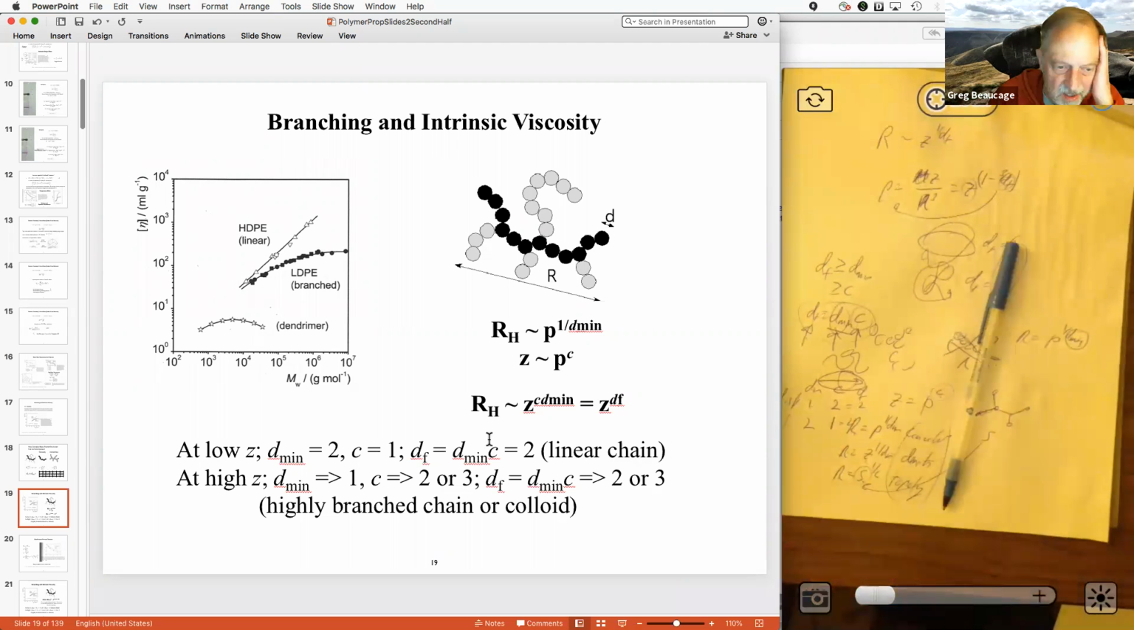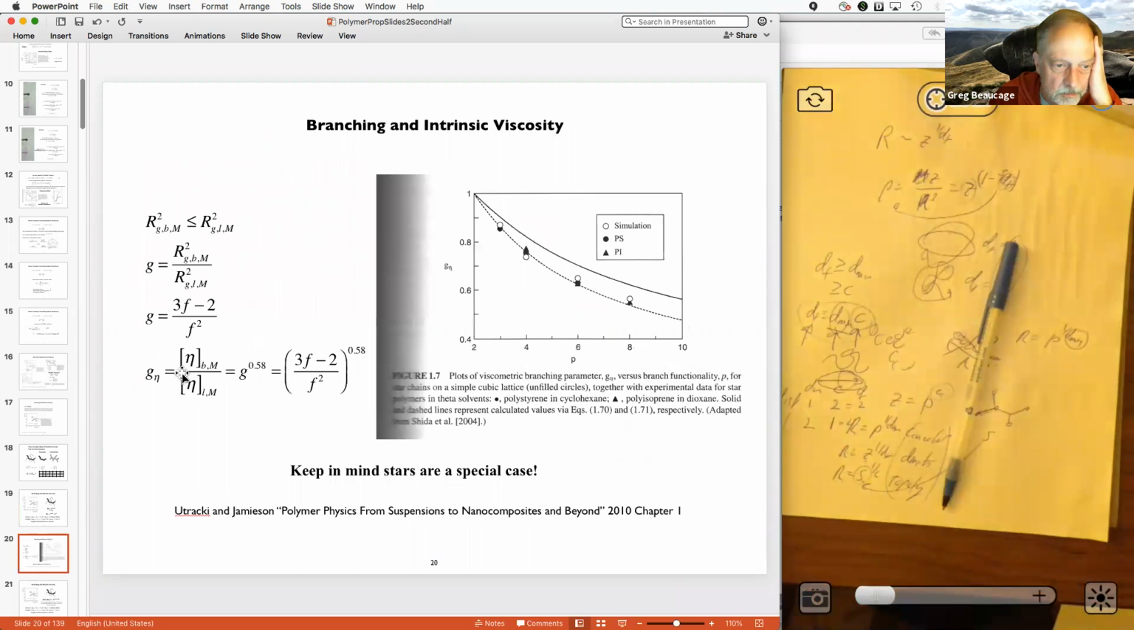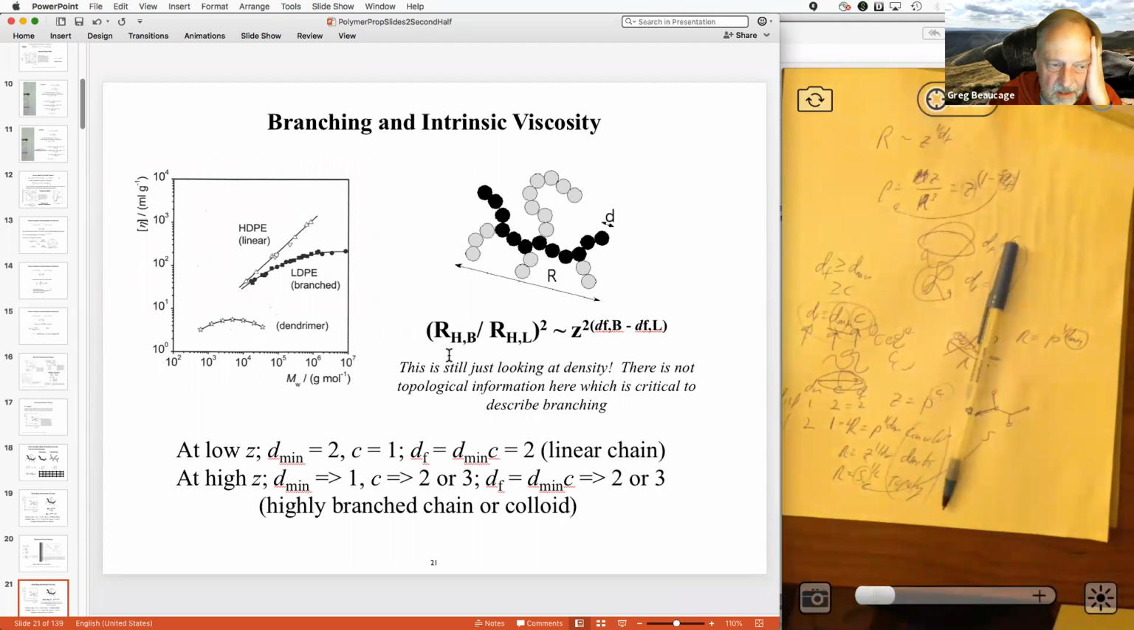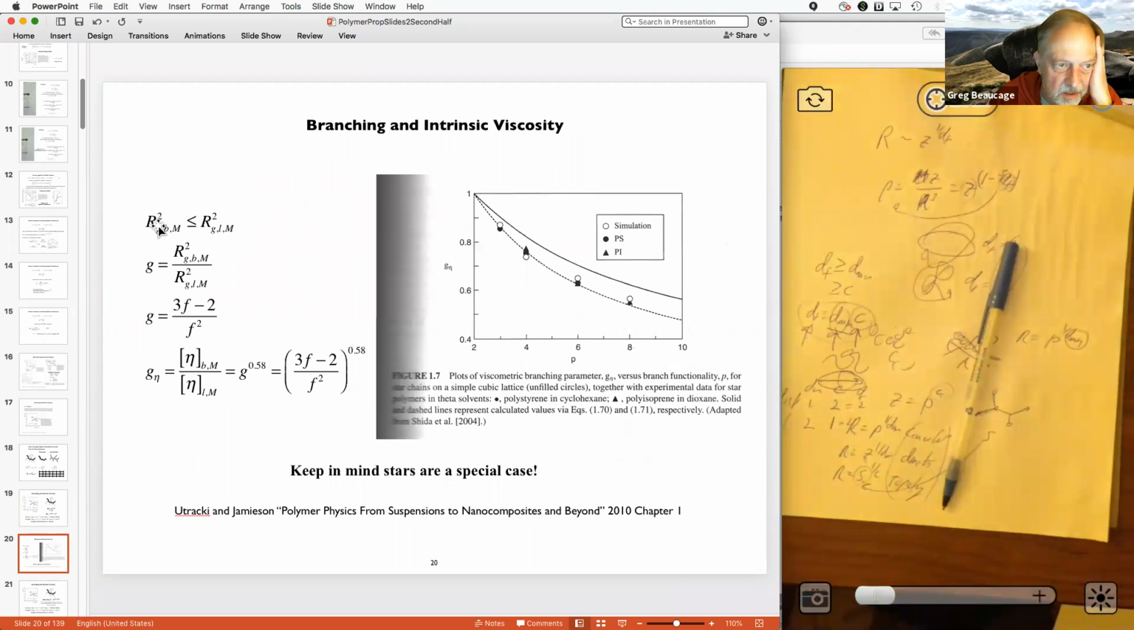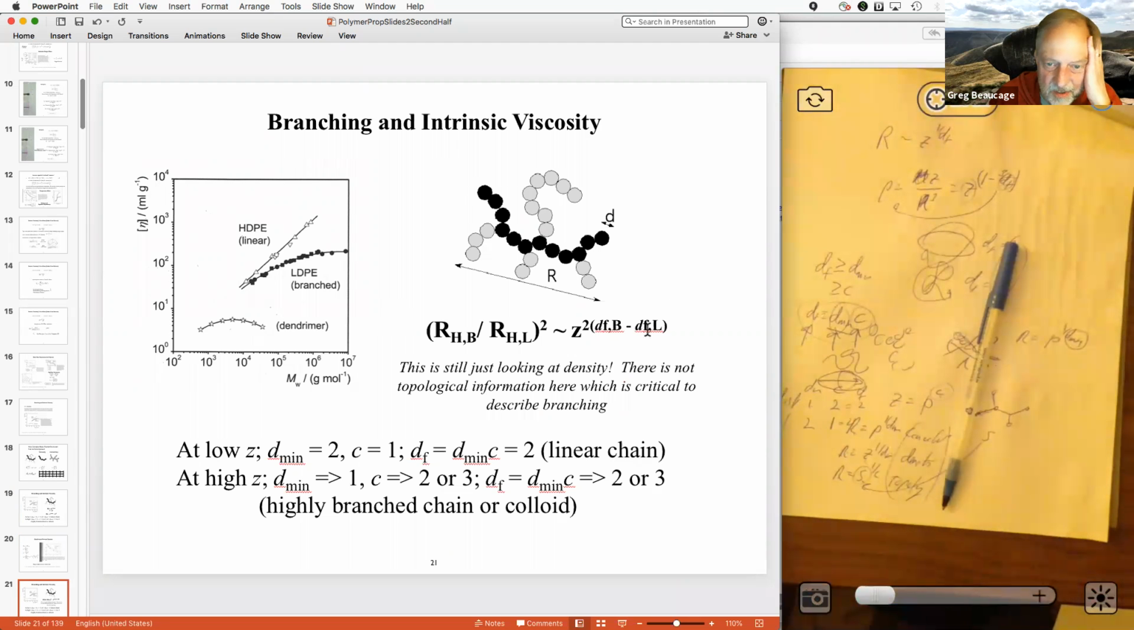You can use that in the context of intrinsic viscosity, and you'll find out that, say you took the definition of RG, which is RG squared, the original definition. You just get the fractal dimension, you just get the density difference. So from the hydrodynamic radius, you don't get the topology. You're just getting the density. So this intrinsic thing is not going to tell you what the thing is. It just tells you one thing's denser than the other thing. It's not telling you anything about what the structure actually is.